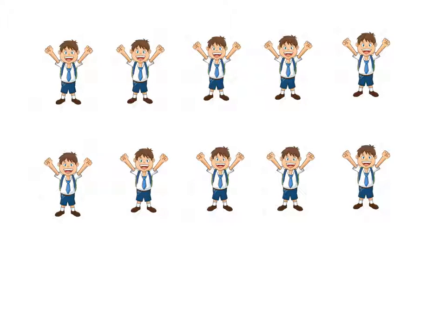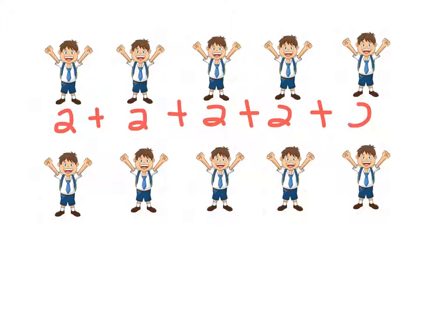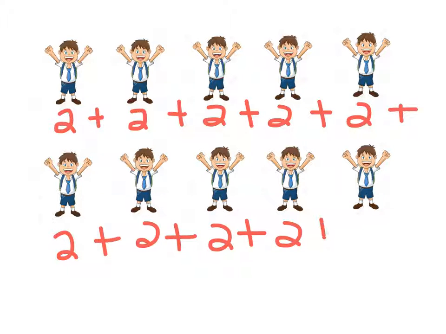I'm going to represent this now using a repeated addition sentence. So there are 2 arms here, and I'm going to add another 2 arms, plus another 2 arms, and I'm going to keep adding the 2 arms every single time. And I know that when I add all these 2's up, there are 20 arms in all. So 2 plus 2 plus 2 plus 2 plus 2 plus 2 plus 2 plus 2 plus 2 plus 2 equals 20. That's a really long repeated addition sentence.